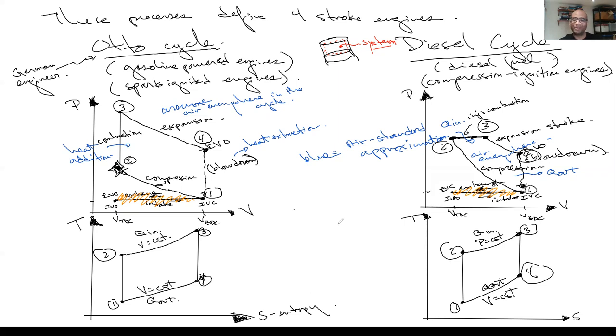So the TS diagrams aren't, I mean, extremely important, but they don't tell us as much. Like visually, I can't see the difference all that much. For the PV diagram, though, it's remarkable, right? In the Otto cycle, the combustion occurs as a straight vertical line. In the diesel cycle, it's a straight horizontal line. Okay. And that's the basics of our Otto and diesel cycle.